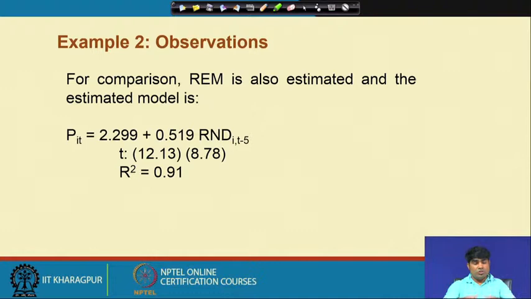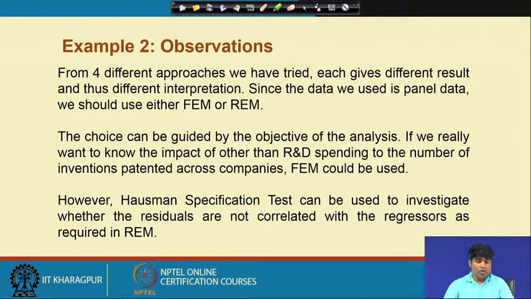And now, what will we do here? From the four different approaches that we have tried here, it gives different results and different kinds of interpretation. Since the data we use is panel data, we should use either the fixed effect model or the random effect model. Now, what is happening here? The choice can be guided by the objective of this analysis. If we really want to know the impact of things other than R&D spending on the number of innovations, that is patents, then the fixed effect model can be used.